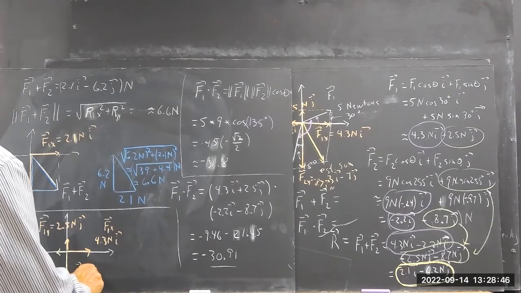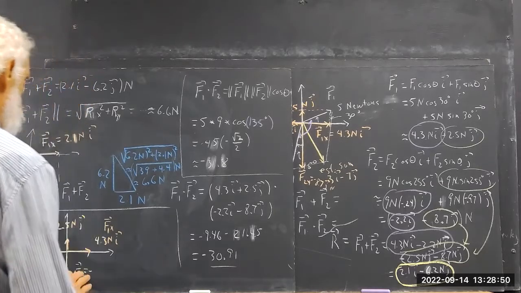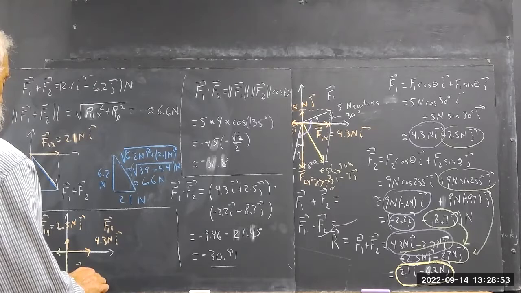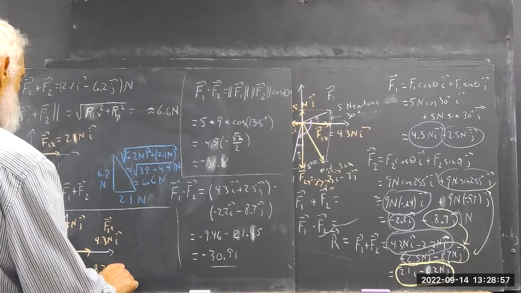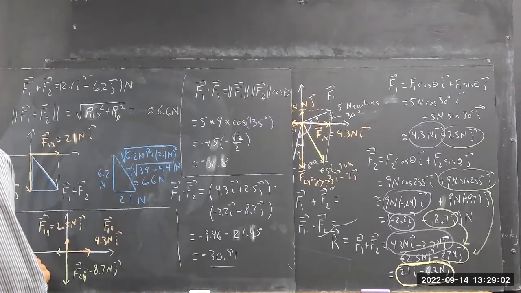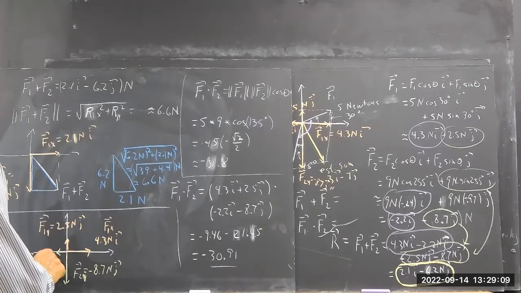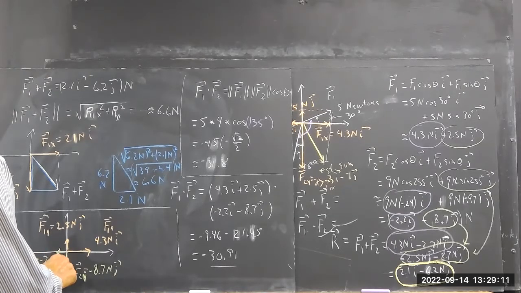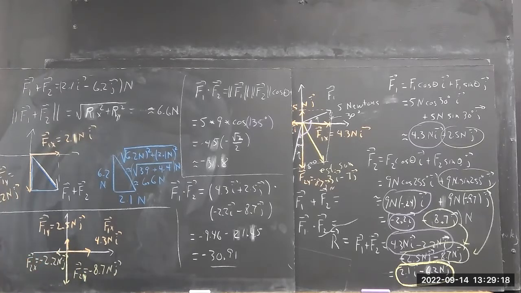So F2y, obviously, is negative 8.7 newtons times J. And F2x equals negative 2.2 newtons times your I factor.